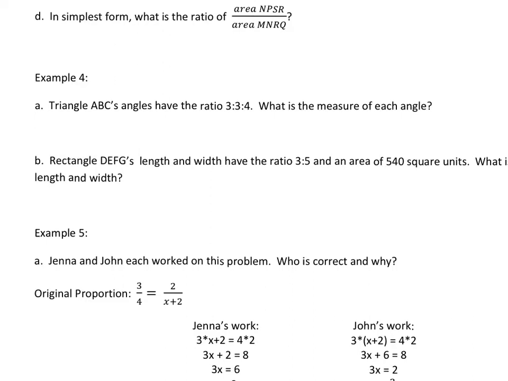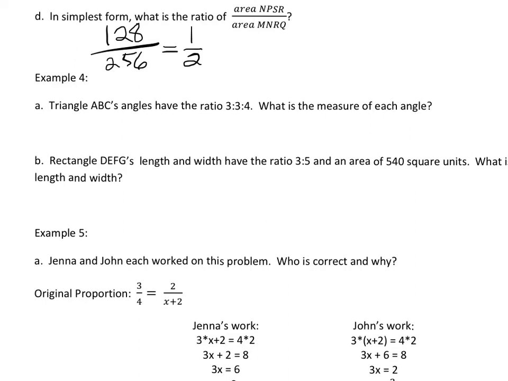Here we're still going through a few more examples, and we just have a little bit of continuation from example 3. It asks us, in simplest form, what is the ratio of the area of NPSR over the area of MNQR. So this is just to say it doesn't really matter what order you put them in. We found that the area of NPSR was 128, and the area of MNQR was 256. If we simplify that down, we get 1 over 2. And like we said before, it's half as big. The area of NPSR is half as big as the area of MNQR.